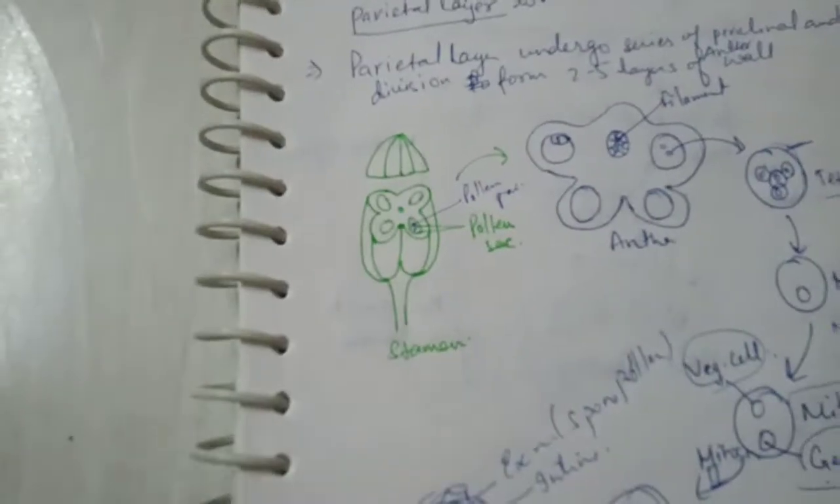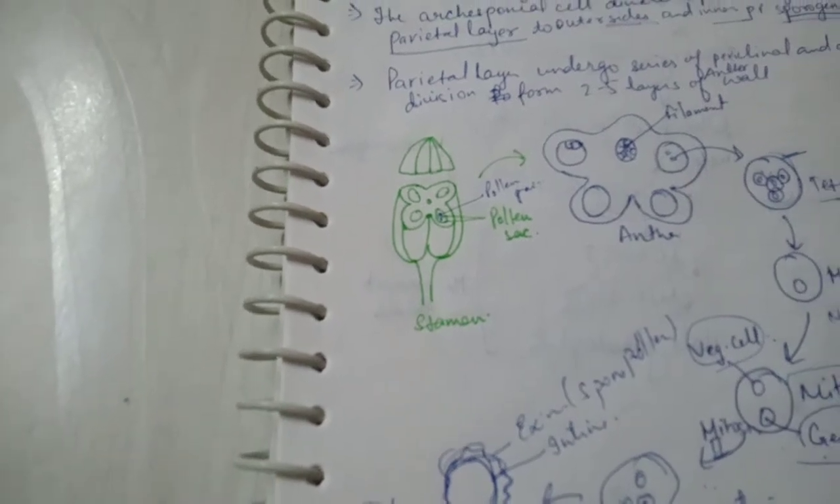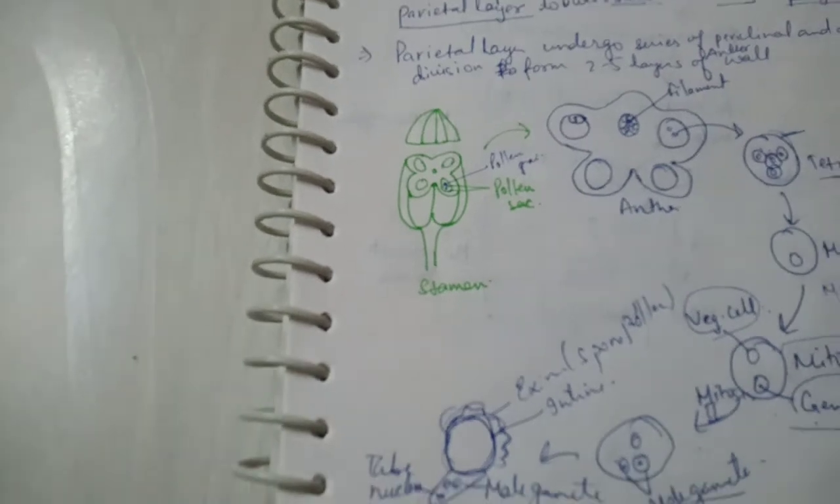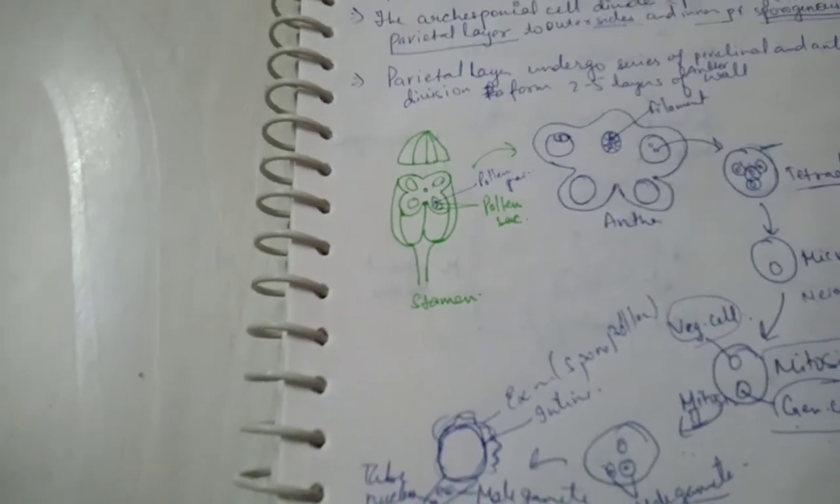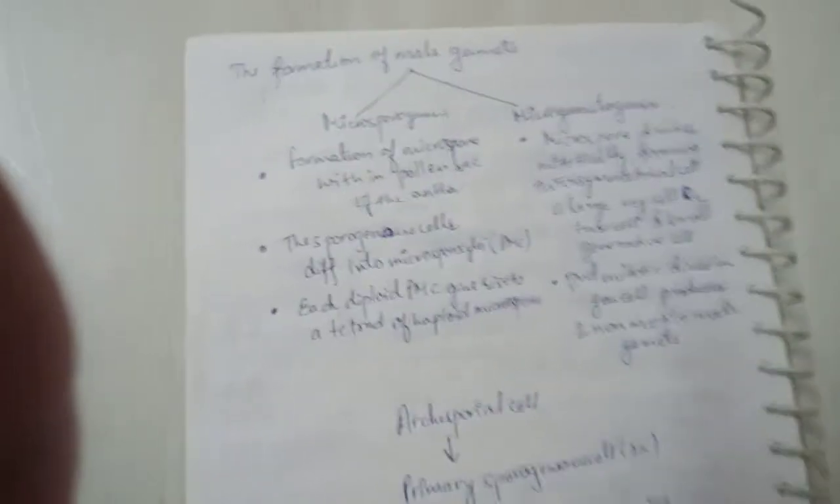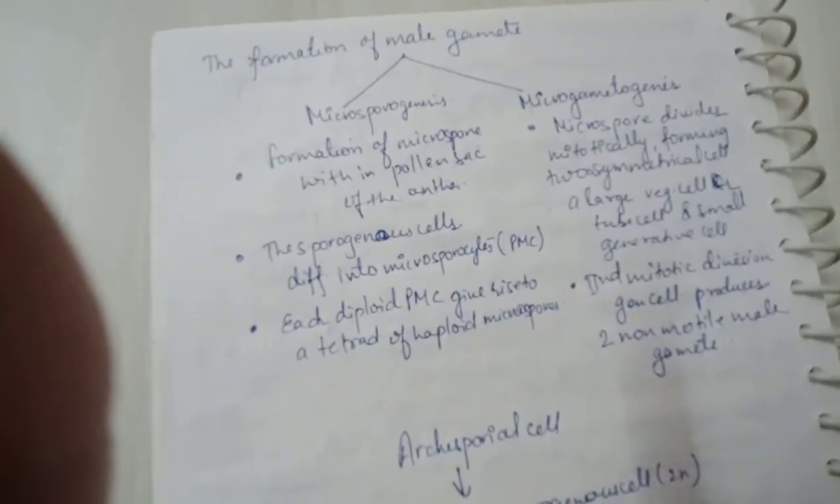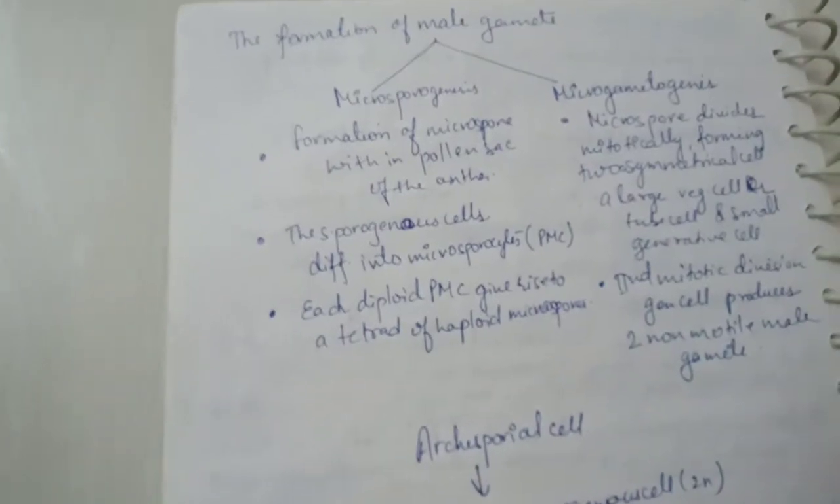Sporopollenin. What does this sporopollenin do? This sporopollenin mainly protects the pollen grains from any types of pathogen or external injuries, and it also helps in preservation, which can preserve the pollen grain for further use. Next we see the formation of the male gamete, how the male gametes are formed.